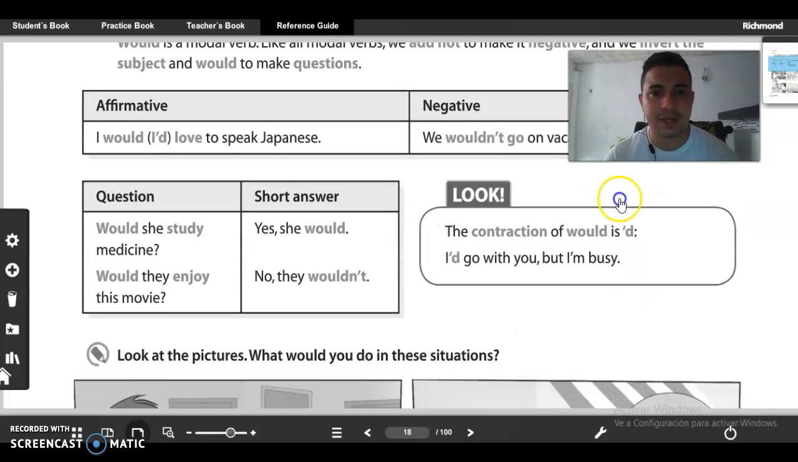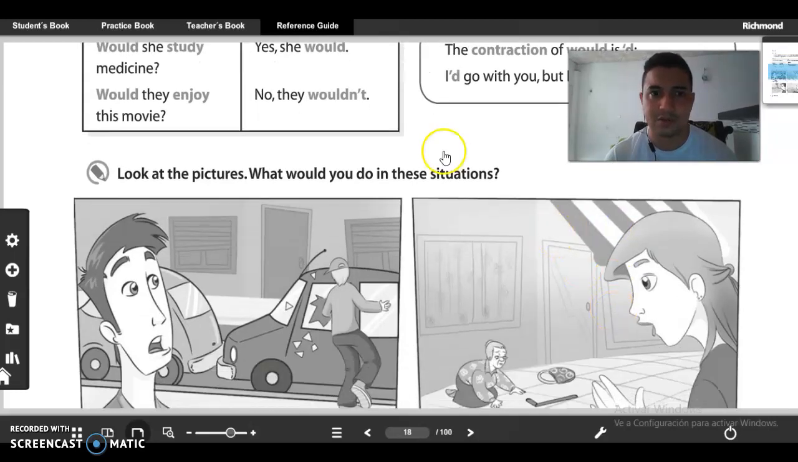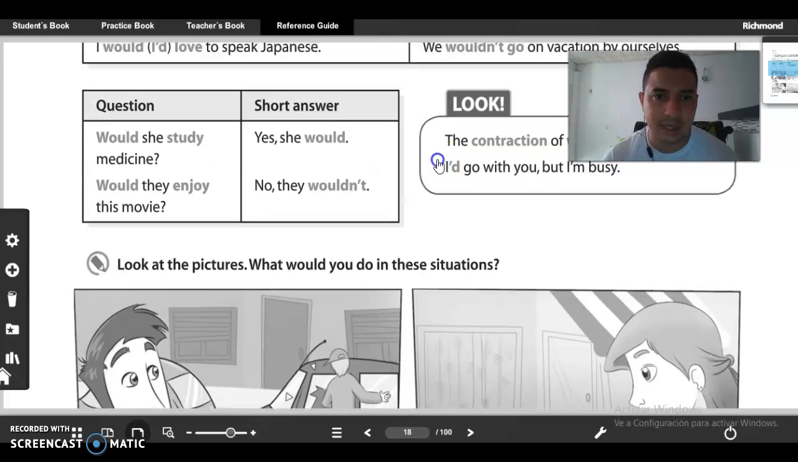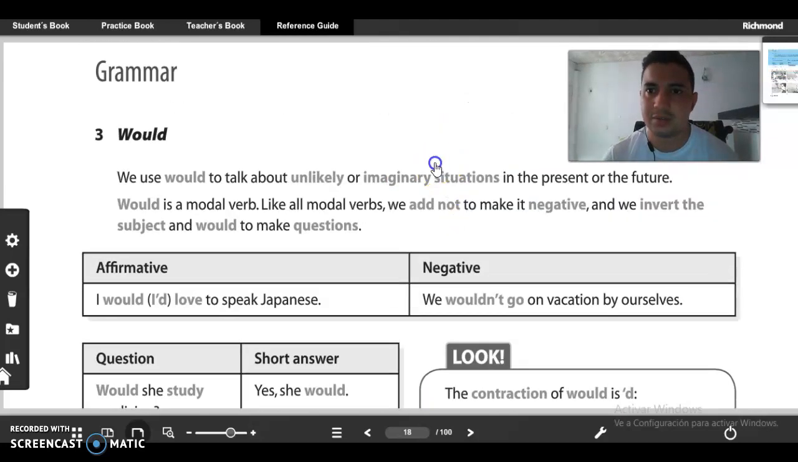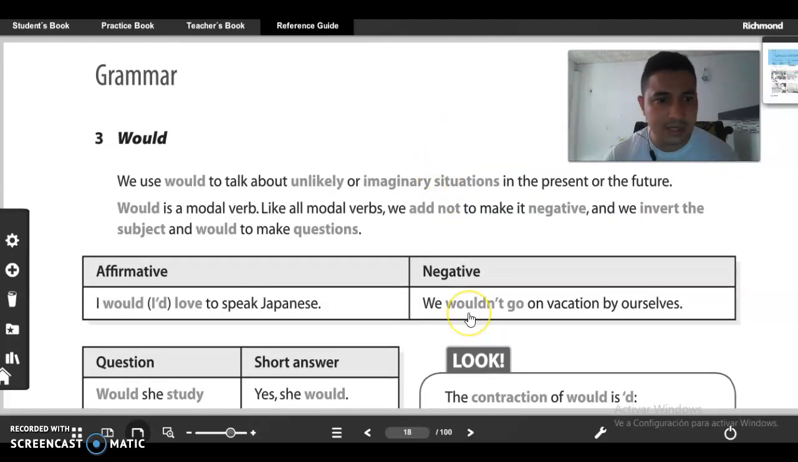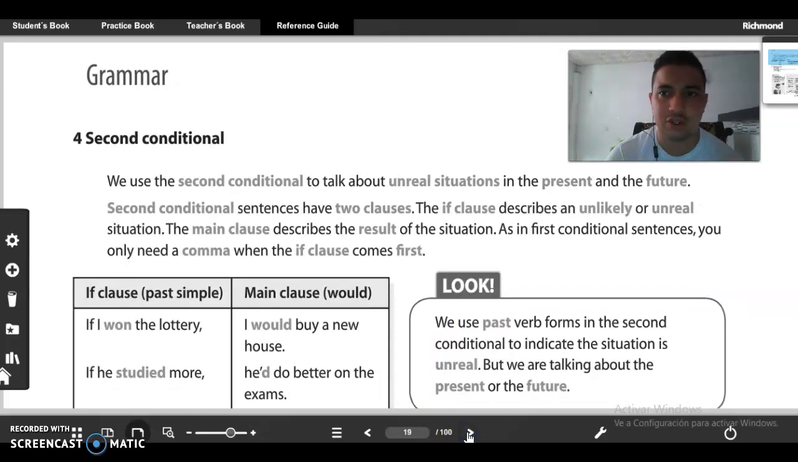In this part, we have done some exercises. You have to look at the pictures, and then you have to say what you would do in those situations. To finish, guys, I'm going to end with the second conditional. The second conditional, guys, as I let you know in some videos I shared with you through the Edmodo platform. Don't forget that you were working some days before with the Edmodo platform.